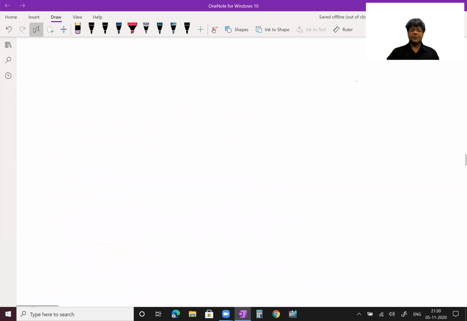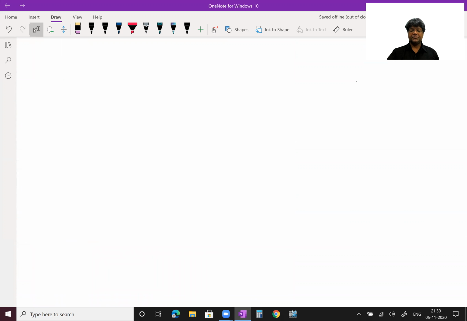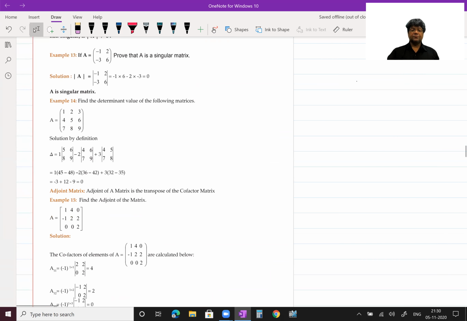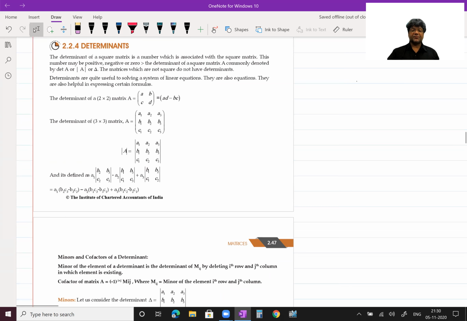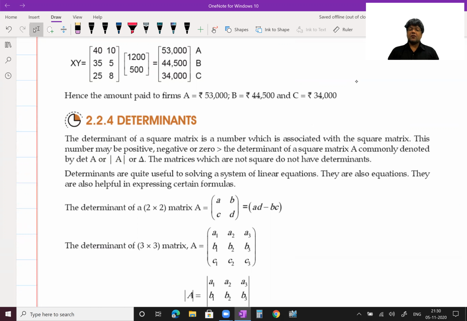Where we did this determinant, inverse of a matrix. Determinant. See, guys, determinant of a matrix is a number which is associated with the square matrix. The number may be positive, negative, or zero. Determinant of a square matrix A is commonly denoted by det A or delta A or absolute value of A. The matrices which are not square do not have determinants.